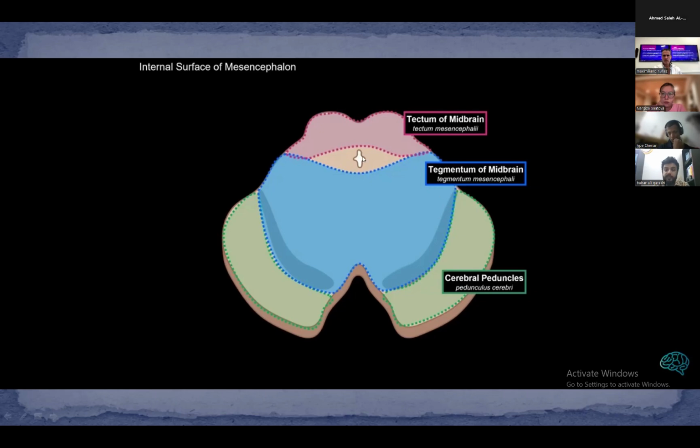In the center, we can see a structure. This is the aqueduct of the midbrain, the aqueduct of Sylvius, which carries the CSF. Any part of the midbrain behind it is known as the tectum of the midbrain. This is the tectum of the midbrain, which comprises the superior colliculi and the inferior colliculi.